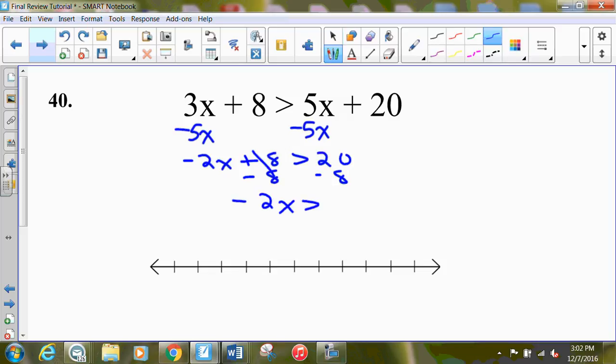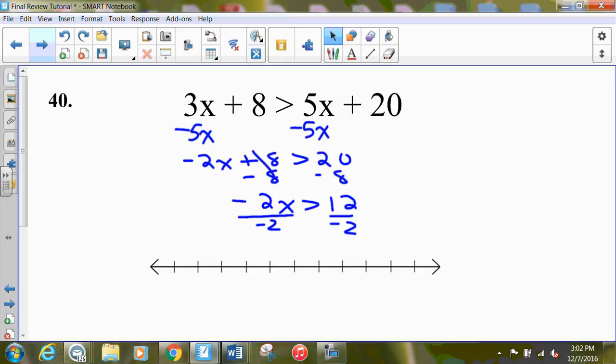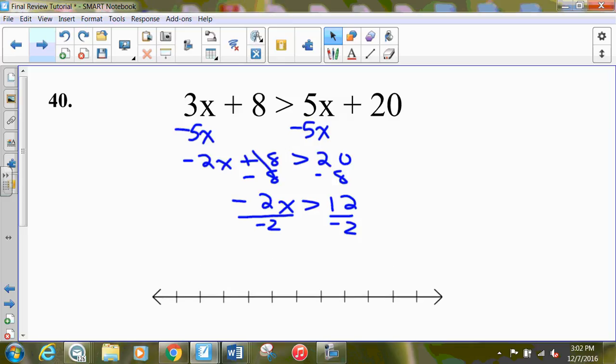Now, here's the part that gets tricky. I'm going to get rid of that -2 by dividing it. And I have to remember, every time I divide both sides of an inequality by a negative number, the sign flips. Or if I multiply both sides by a negative, the sign flips.